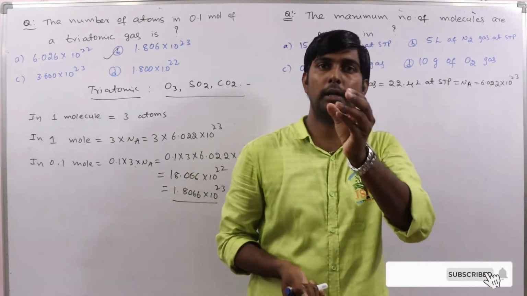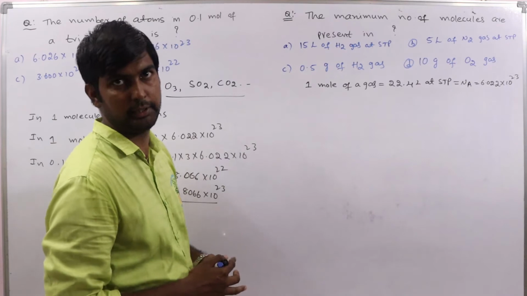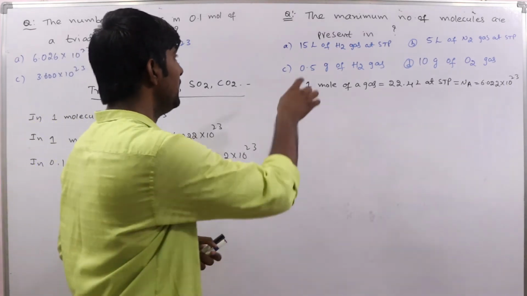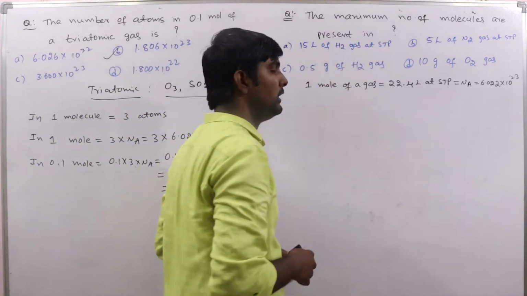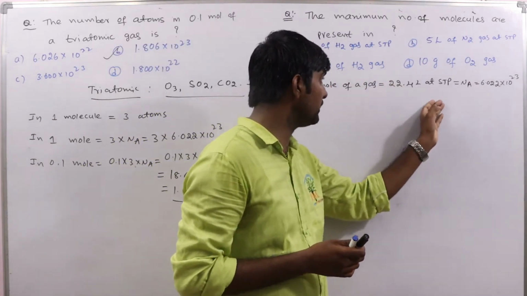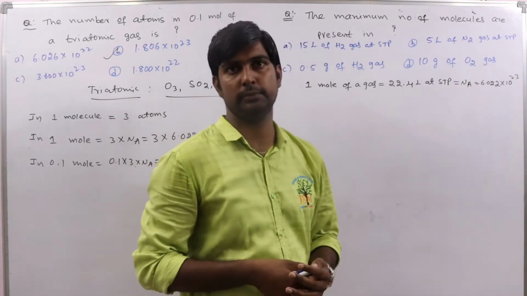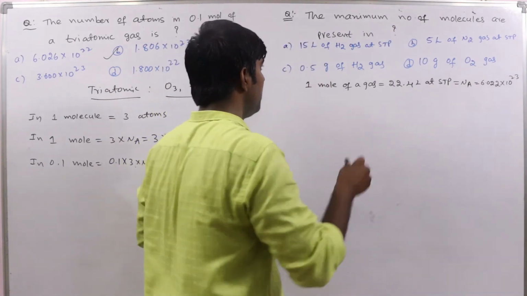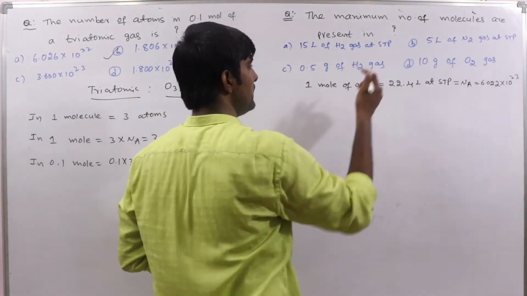Avogadro number of atoms or molecules are present. Now here, in 15 liters of hydrogen gas, how many molecules are there? In 22.4 liters of hydrogen, there are these many molecules. Clear? I will explain this one, then you can solve this easily.